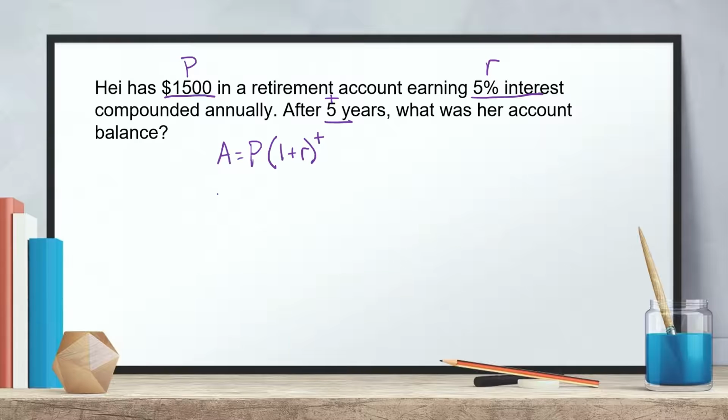So A here we don't know. A equals the principal, which is $1,500, times 1 plus the rate. So 1 point, well, the rate is 5%. That's 0.05, to the T years, which is 5. So you got a calculator to calculate it?